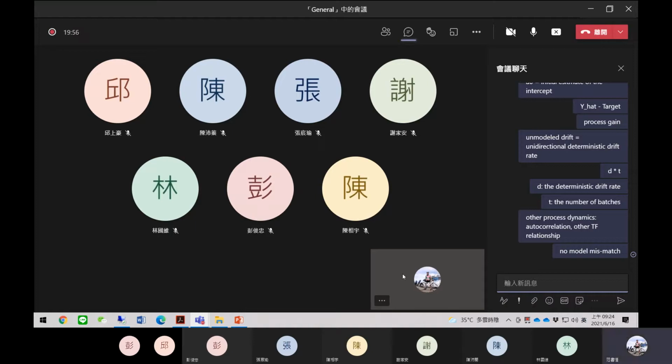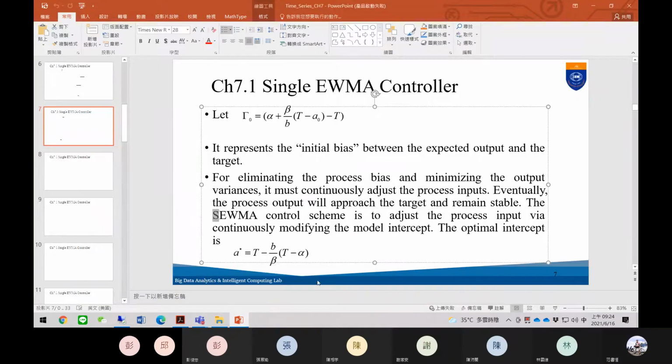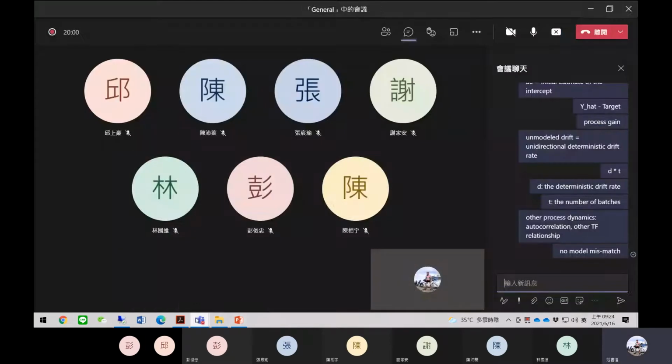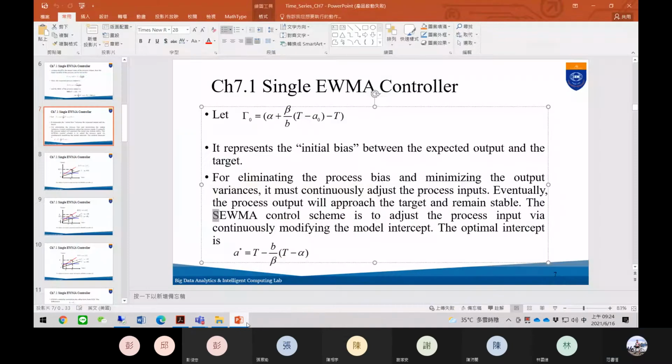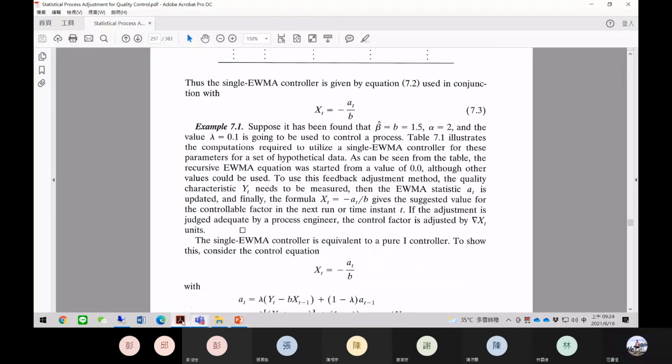No model mismatch. What is that? Later. Okay. This is exactly the same.